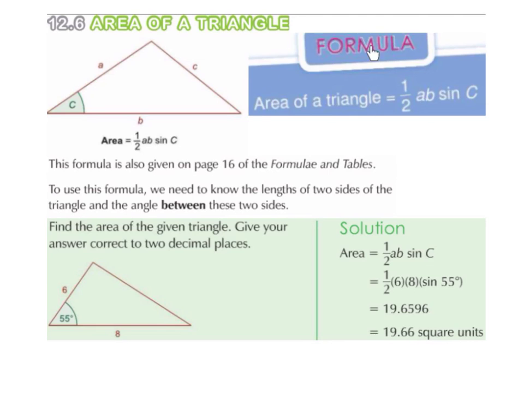So this is the formula that we use to find the area of a triangle when we have a non-right angle triangle, or a triangle that we don't know the perpendicular height of. If we have a right angle triangle, or a triangle that we know the perpendicular height of, we can just use the formula half times base times height. But when we don't have that information, we're going to use this formula, which is half AB sine C.